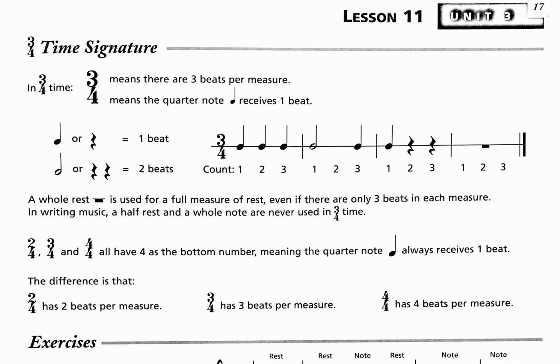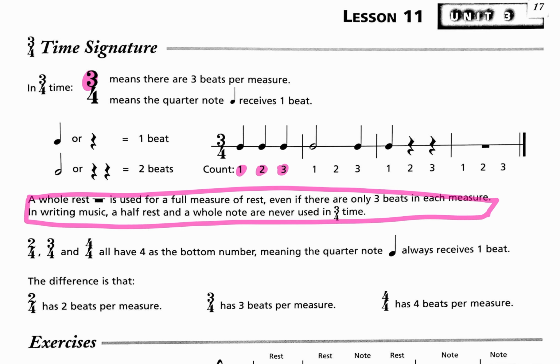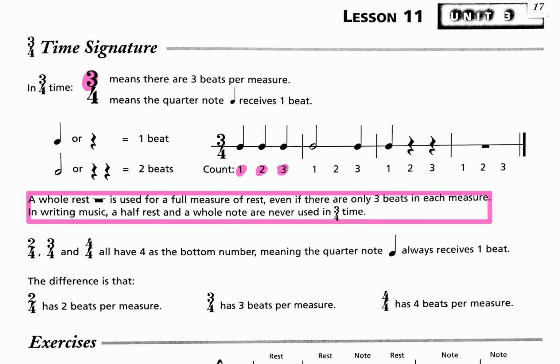Lesson 11 is essentially the same as lesson 10, except now we are focusing on 3/4 time, meaning that in every measure we're going to count to 3. The same rule applies that a whole rest gets the whole measure. So in this situation, this whole rest right here gets the whole measure, which is 1, 2, 3 beats.